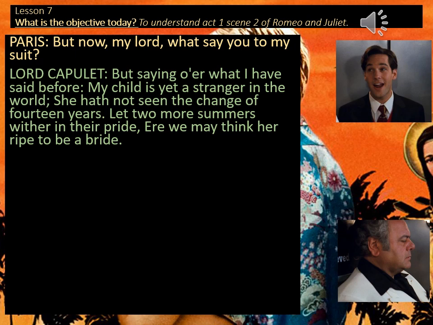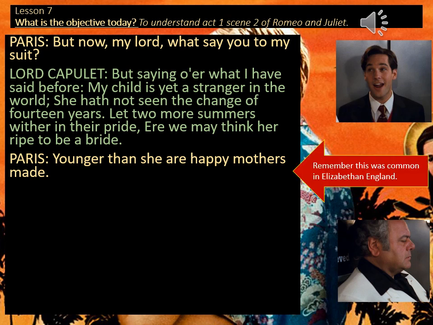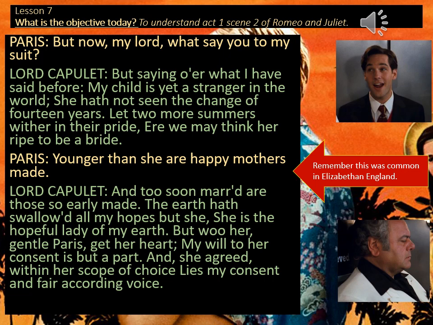She's not yet 14. And Paris says, "Younger than she are happy mothers made," because at the time it was common for women that young to be mothers and married in Elizabethan England. But in response to that, Capulet says this, "And too soon marred are those so early made. The earth hath swallowed all my hopes but she. She is the hopeful lady of my earth. But woo her, gentle Paris, get her heart. My will to her consent is but a part, and she agreed within her scope of choice lies my consent and fair according voice."